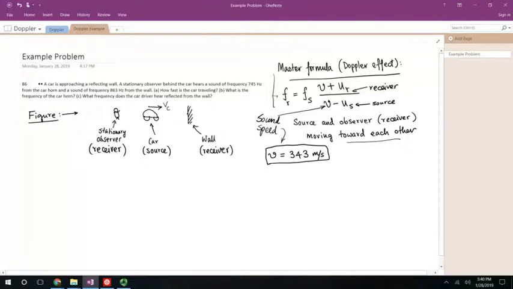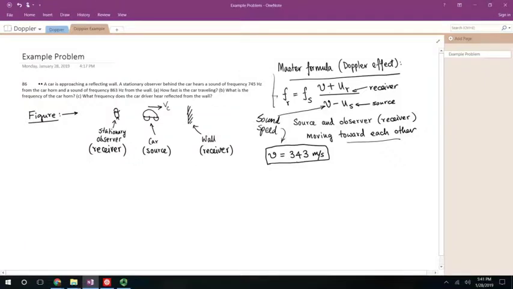So for instance, if the source and the observer were moving away from each other, or if the source was moving toward the observer but the observer was moving away from the source, we have to appropriately change the signs in this equation. And the additional information that we know is that V equals 343 meters per second. This is the speed of sound in air. So we're going to use that information.